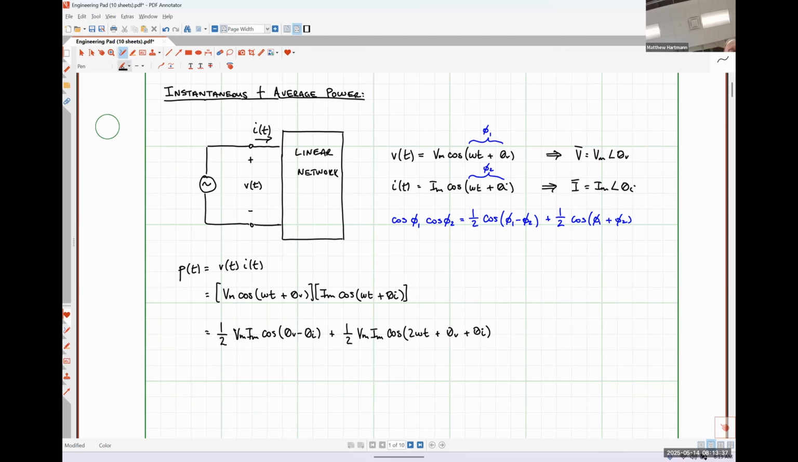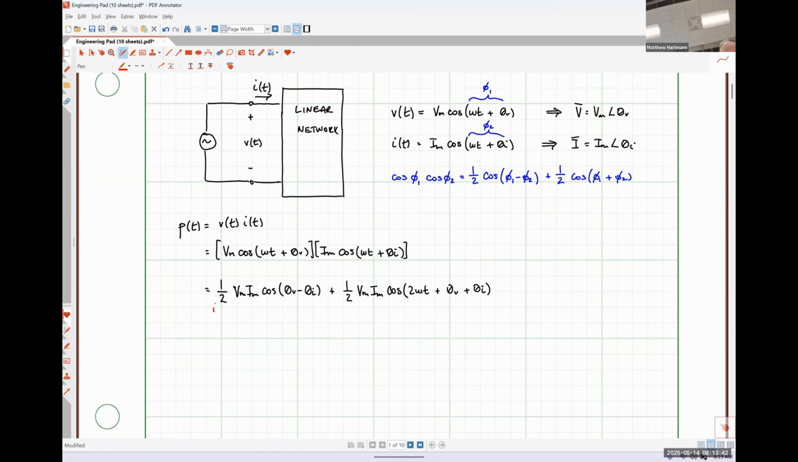So this represents a DC contribution to our instantaneous power. And I'm going to throw something up on Desmos here in a couple of moments, since I can't draw to save my life, and we'll take a look at some things.